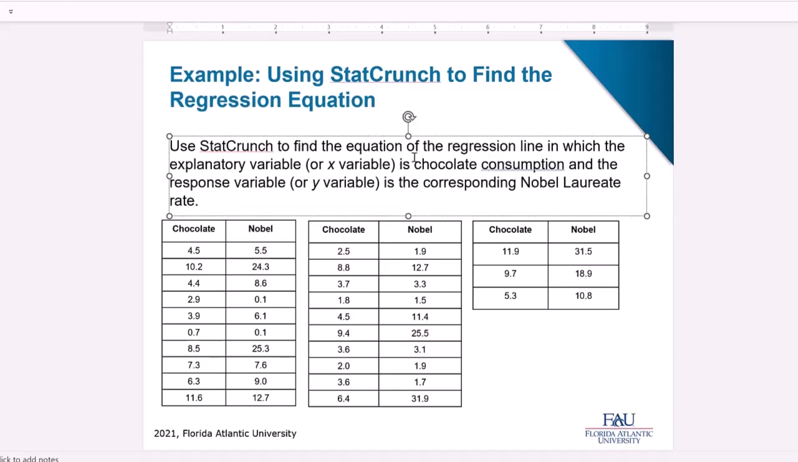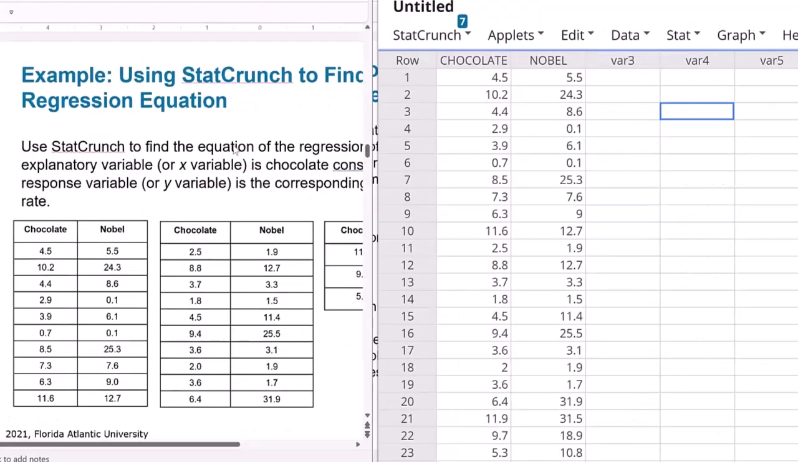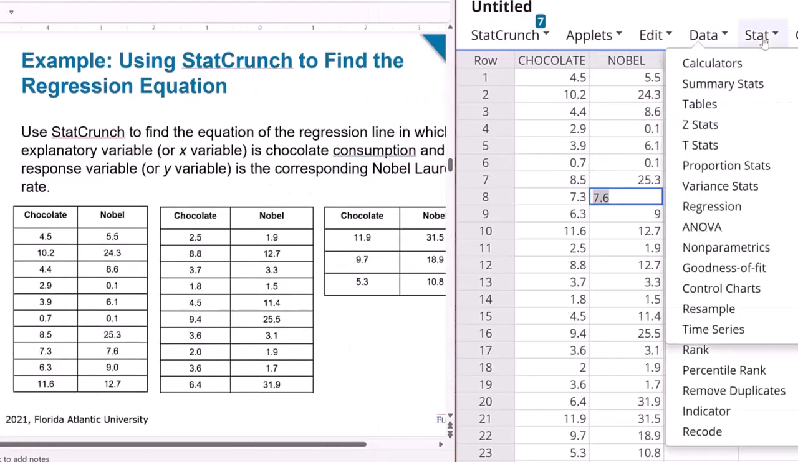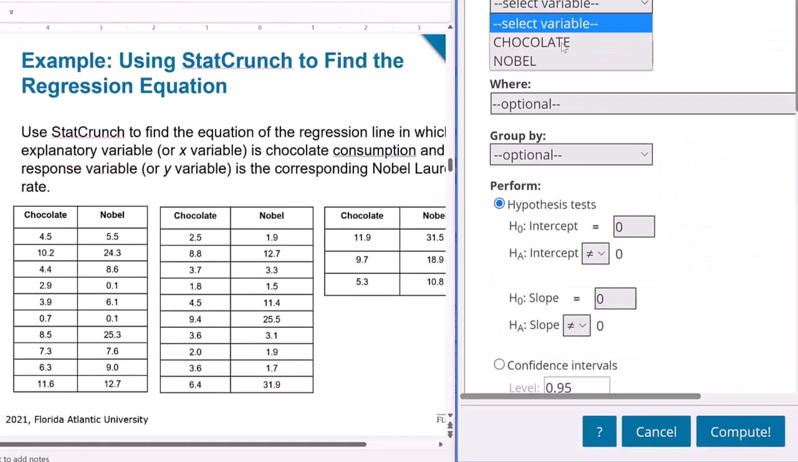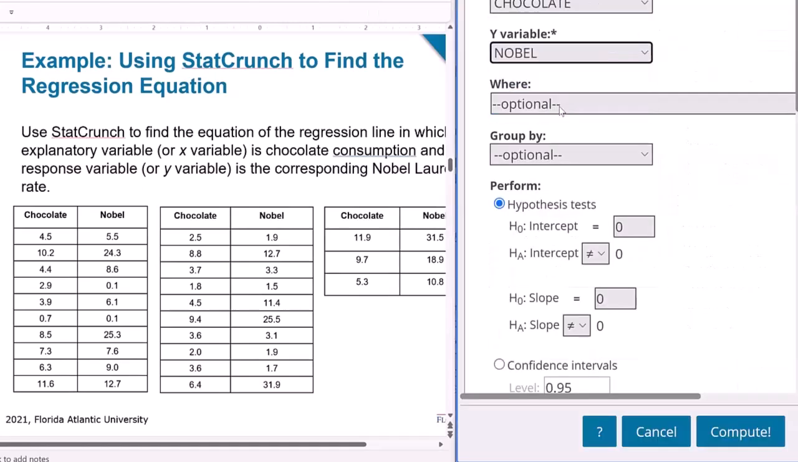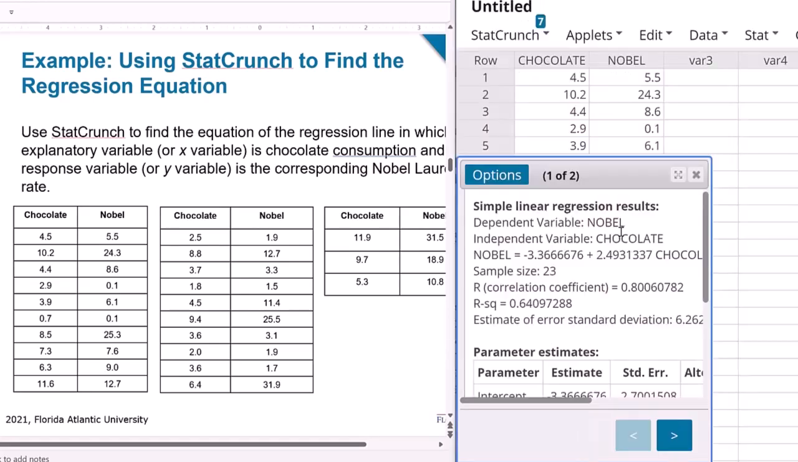Use StatCrunch to find the equation of the regression line in which the explanatory variable, which is the x variable, is chocolate consumption, and the response variable, which is the y variable, is the corresponding Nobel laureate rate. I've preloaded these values. We have Stat, Regression, Simple Linear, X is chocolate, Y is Nobel, Compute.